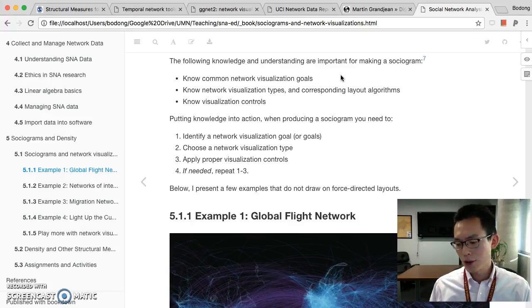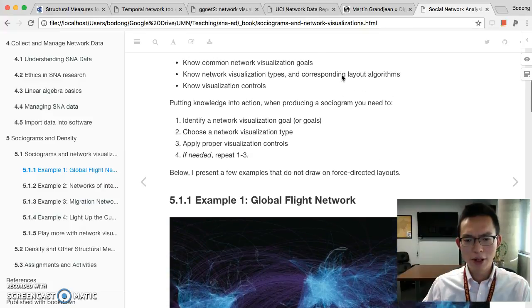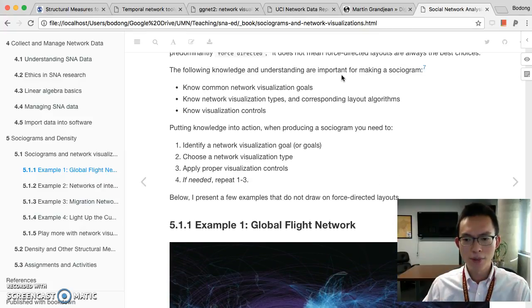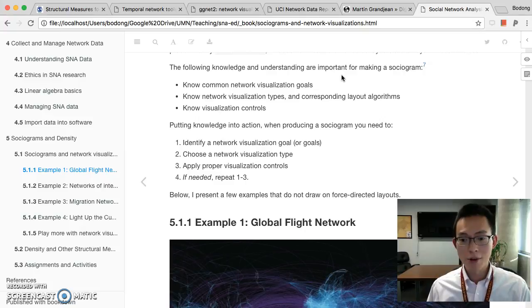Or how are you going to show people from different places how they're interacting? I mean, for example, the examples you see below are not necessarily drawn from a force directed layout, which is maybe the most popular layout you see, but they're used to serve different, very specific goals. So knowing your goal is usually the starting point of any kind of visualization.